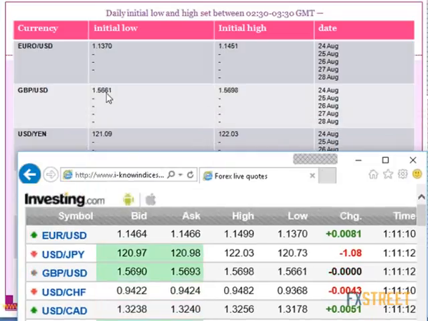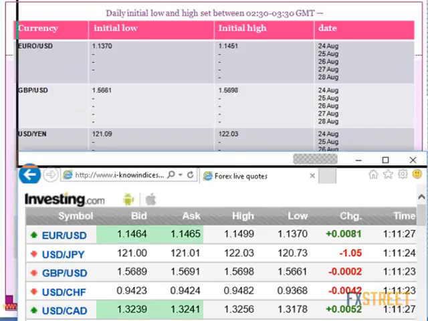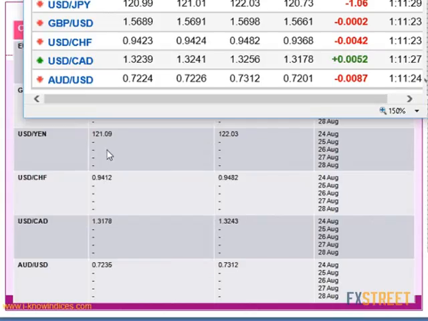Then GBP, the low is 1.5661, the high is 1.5698. When Euro has breached the high, GBP has not breached the high. So they are still holding it in that negative net change and they are likely to make an upward stop during the European session and start making the slide.